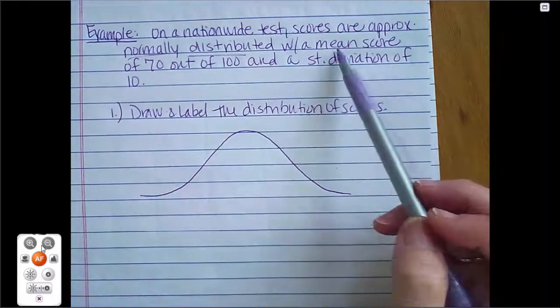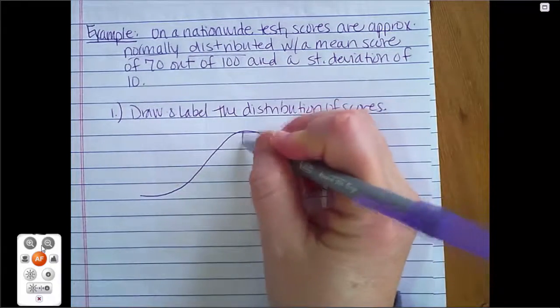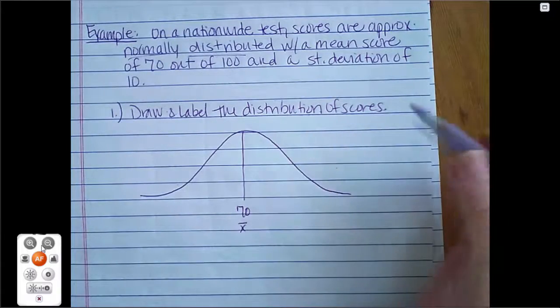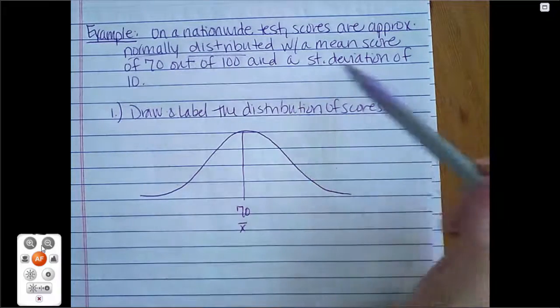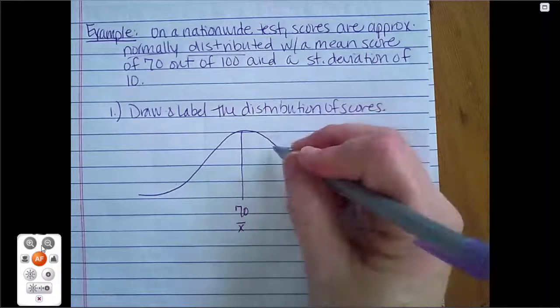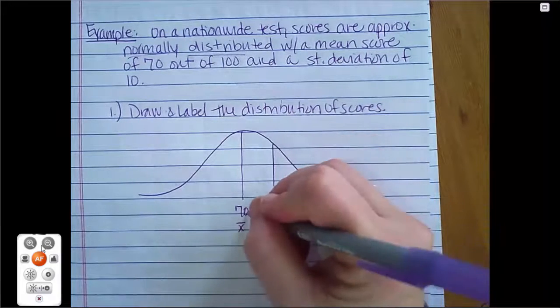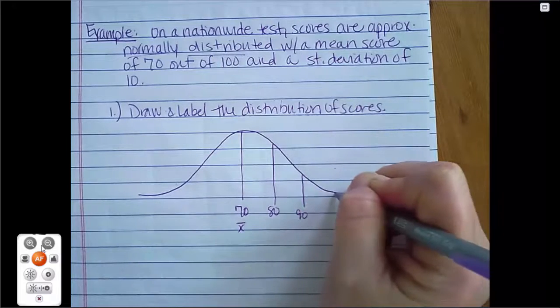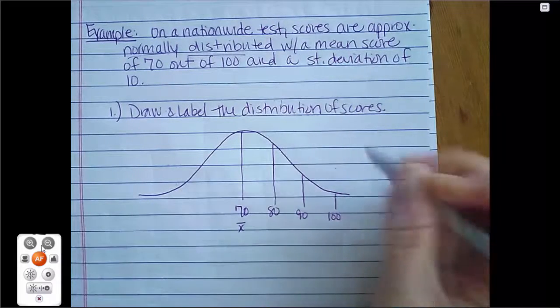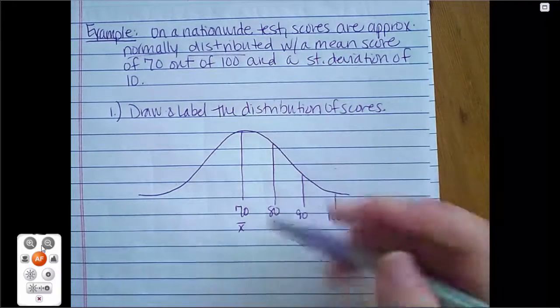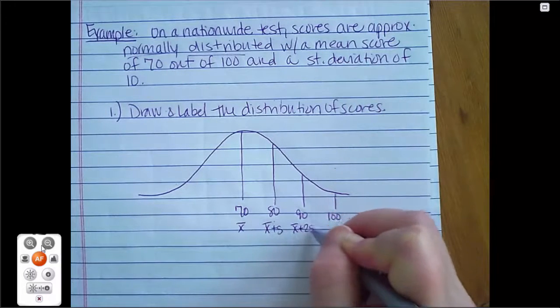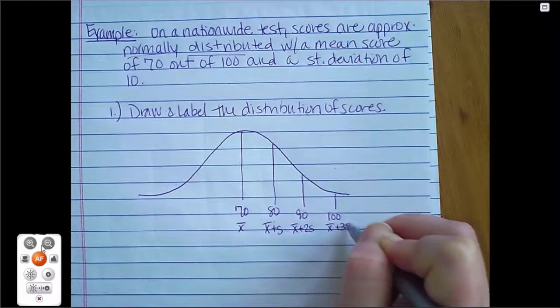We're told that the mean score is 70, so in the middle you put your 70, and you can label it your mean. We have a standard deviation of 10, so let's add 10 three times. 70 plus 10 is 80, 80 plus 10 is 90, 90 plus 10 is 100. So there's the mean plus 1 standard deviation, the mean plus 2 standard deviations, and the mean plus 3 standard deviations.